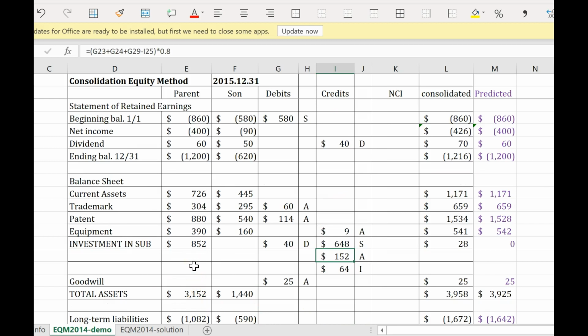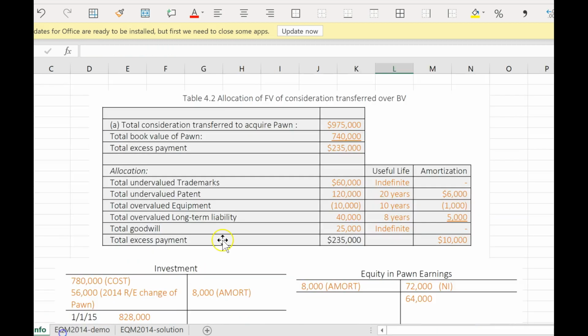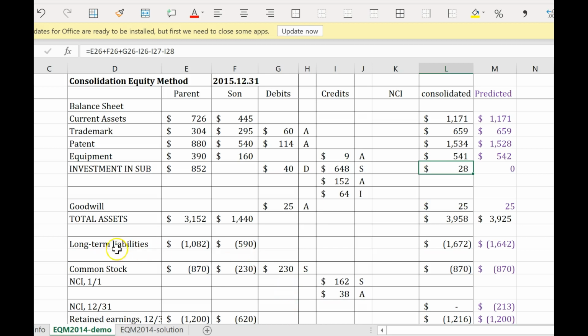Now I realize I made a mistake somewhere because my investment account didn't go to zero. So I'm checking what I did wrong. I realized that I missed the liabilities when I did my A entry. I forgot there's a liability. There's an overvalued long-term liability, 40,000 minus 1 year amortization. That's 35,000 overvalued. Because it's overvalued, I need to debit the long-term liability for 35,000.